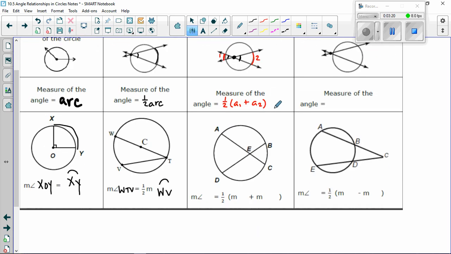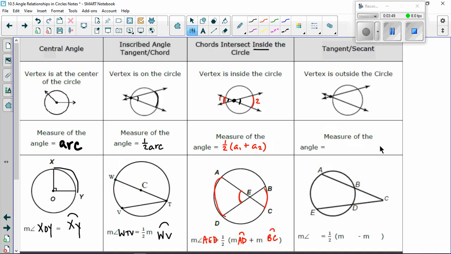So here, looking at it with some letters, if I wanted to find this angle right here, then I would say the measure of angle AED is equal to half the measure of arc AD plus BC. So you add them and take half, and that will be that arc.